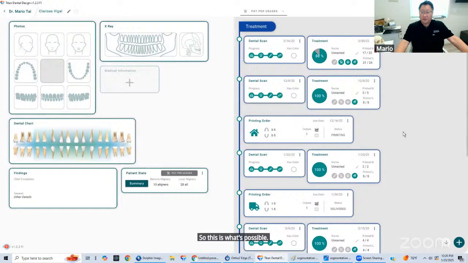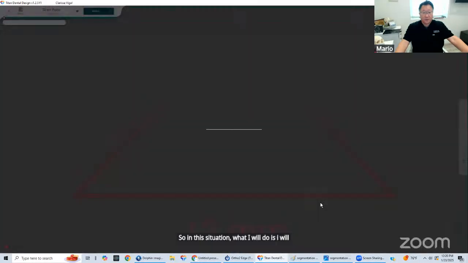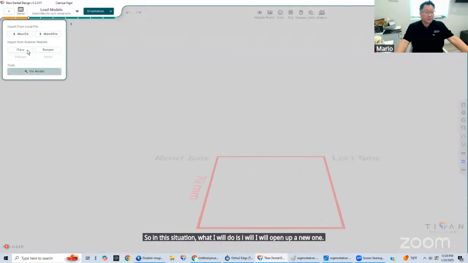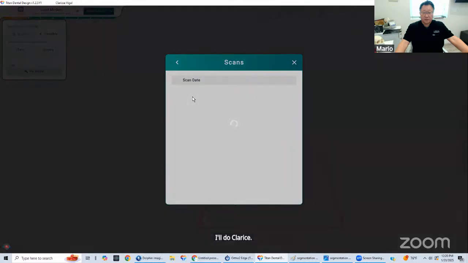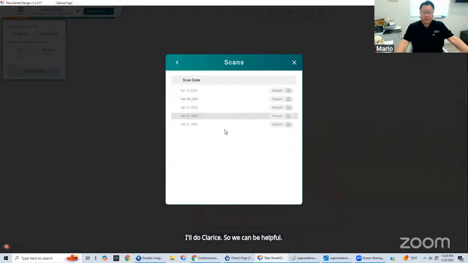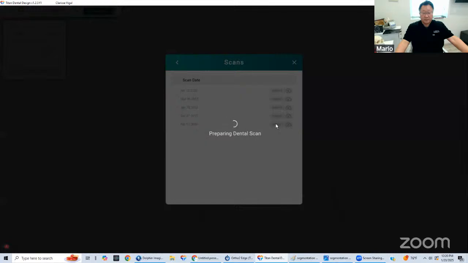Now what I'd like to show you is how I look at a new case. So in this situation, I will open up a new one, and I'll do Clarice. So we can go back to when she first got scanned, which is in February. And as you can see, I don't know if you guys can see this, but the last one was in April.